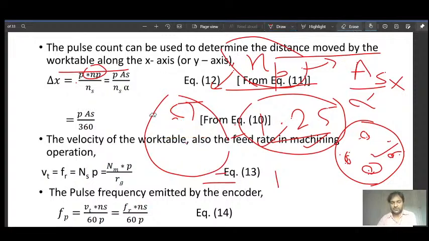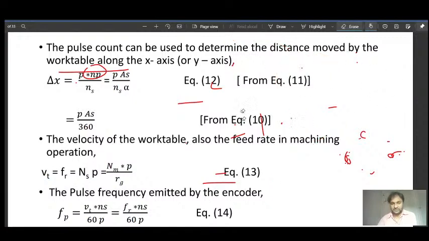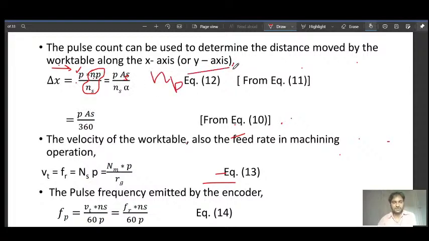Then we use the concept of pitch. In one rotation there is one pitch value of linear movement. So if we multiply the number of rotations by the pitch value, we get the linear movement. That is what is written: NP by NS is the number of rotations, multiplied by P gives the linear movement. Again, you can replace NP, the number of pulses, with AS by alpha.